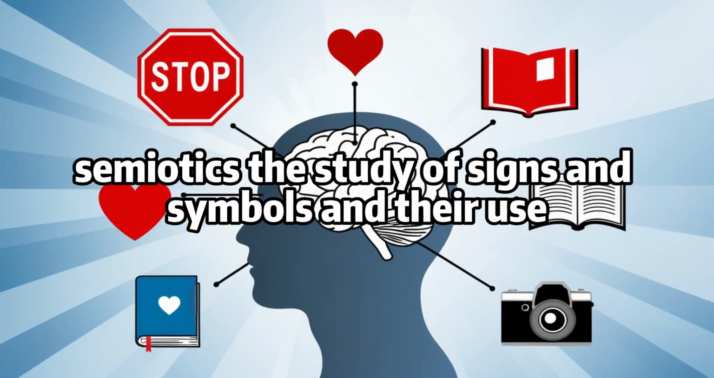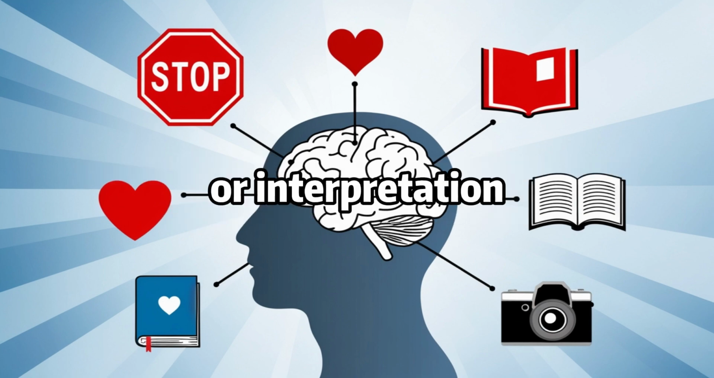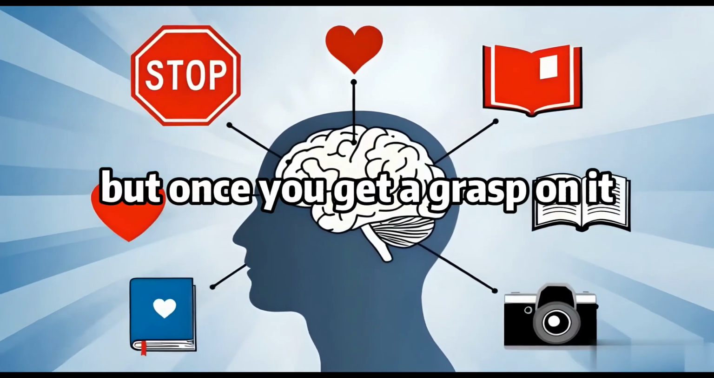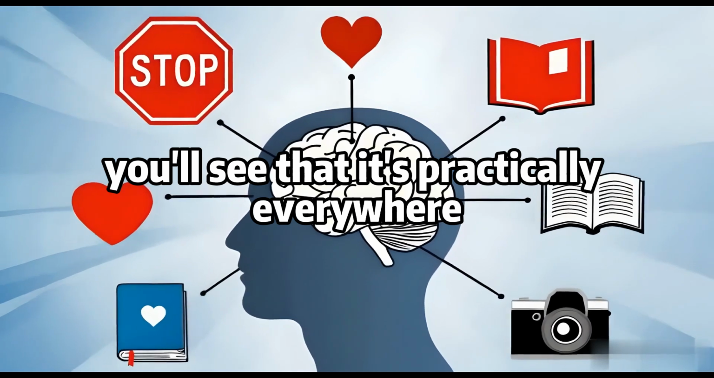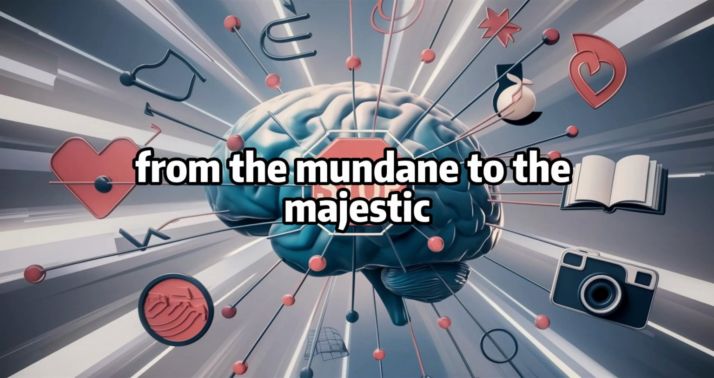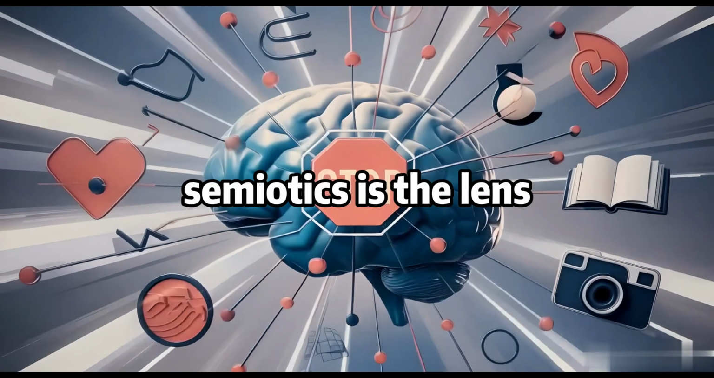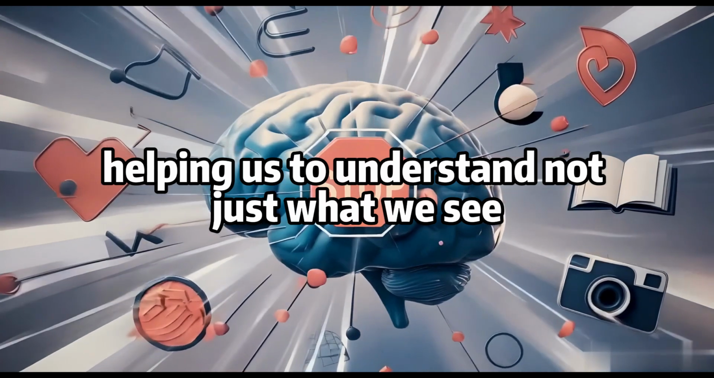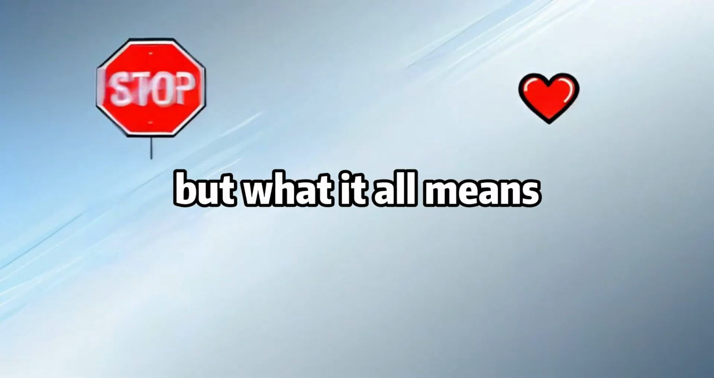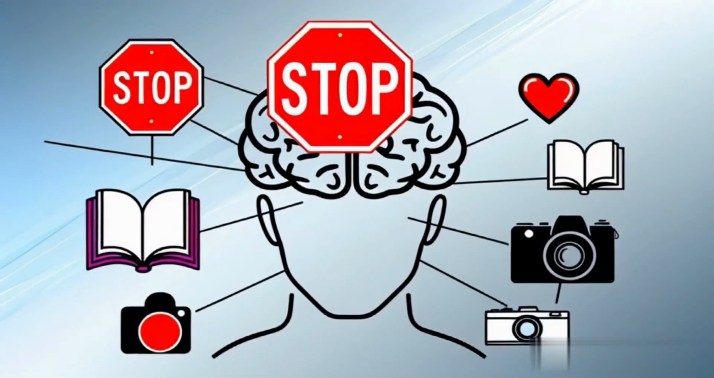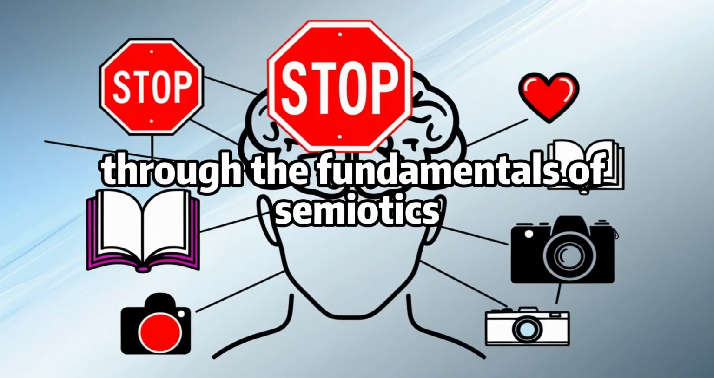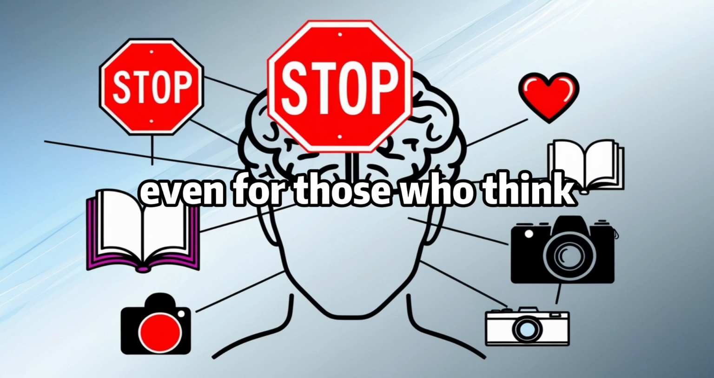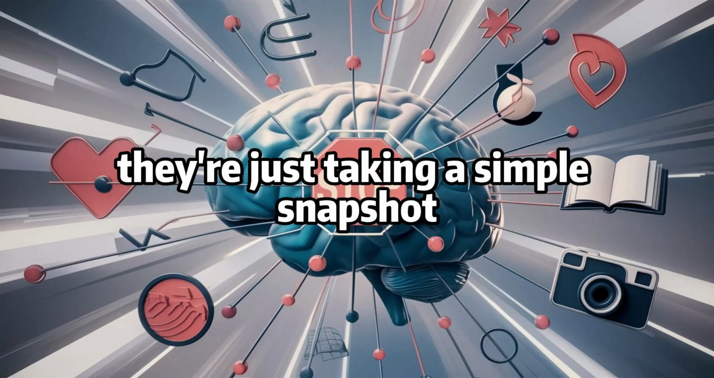Semiotics, the study of signs and symbols and their use or interpretation, is a field that may sound intimidating at first, but once you get a grasp on it, you'll see that it's practically everywhere, especially in photography. From the mundane to the majestic, semiotics is the lens through which we decode and interpret images, helping us to understand not just what we see, but what it all means. To explore this fascinating topic, let's embark on a journey through the fundamentals of semiotics, how it applies to photography, and why it's a big deal, even for those who think they're just taking a simple snapshot.